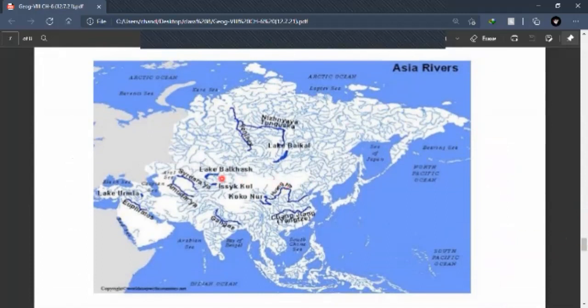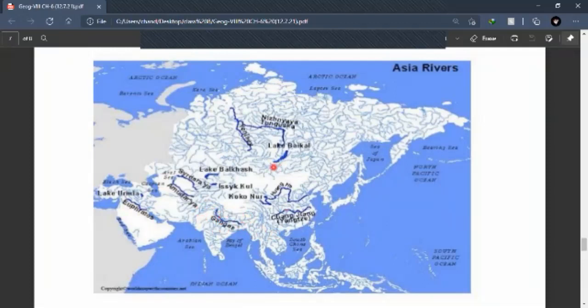The Mesopotamian plain in Iraq consists of the land between the rivers Tigris and Euphrates. This is river Euphrates here. Then river Indus and its 5 tributaries have together built the fertile plains of Punjab in India and Pakistan. Towards the east of the Indus River lie the Ganga and the Brahmaputra plains.